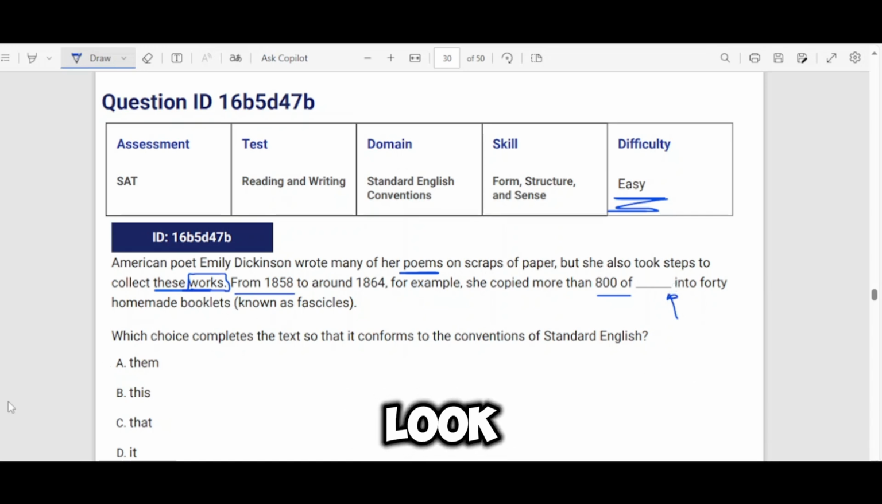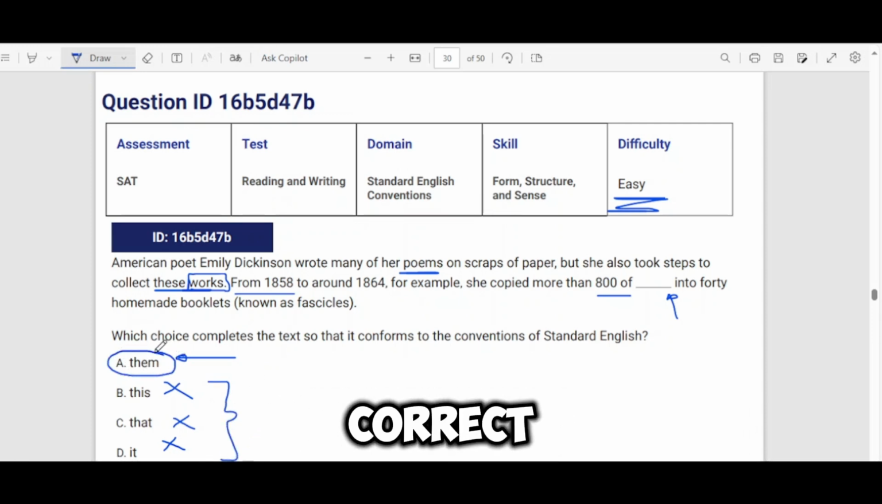So let's look at the answer choices. 800 of them. Yeah, this seems correct. This, no, this is wrong. That, this is also wrong. It, this is also wrong. These three stand for singular, whereas them stands for plural, and this is the correct answer.